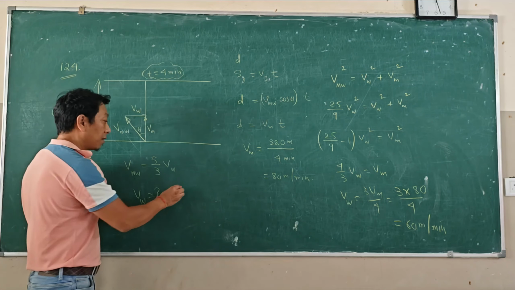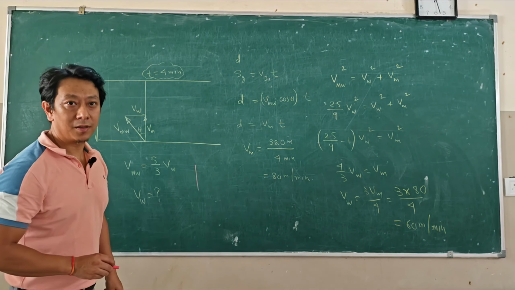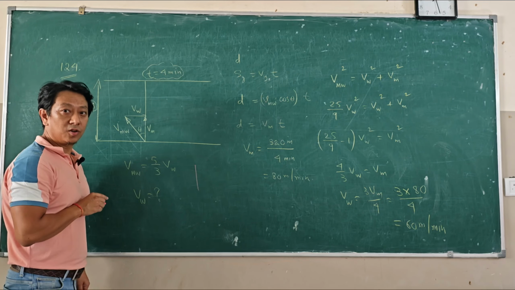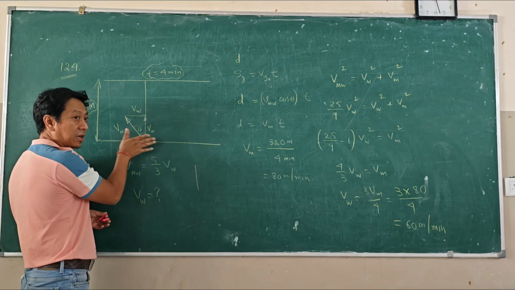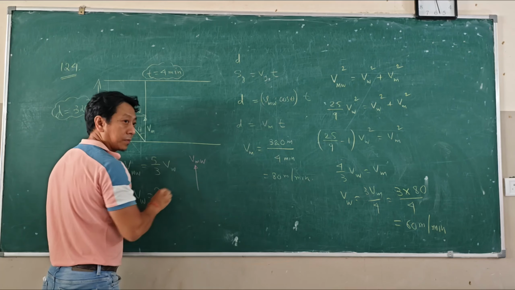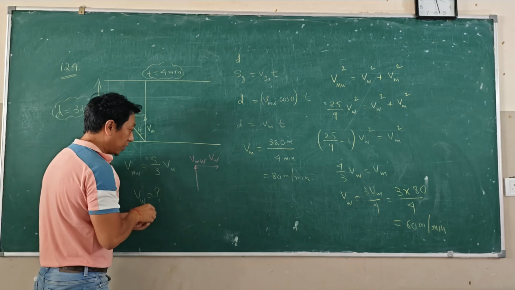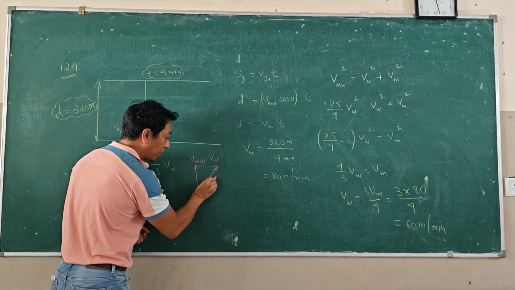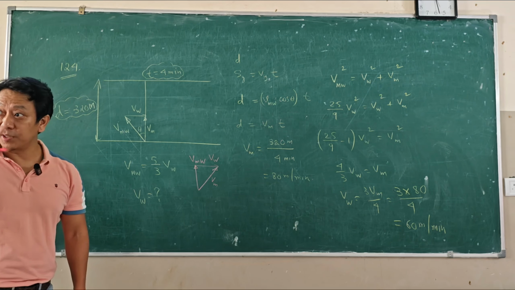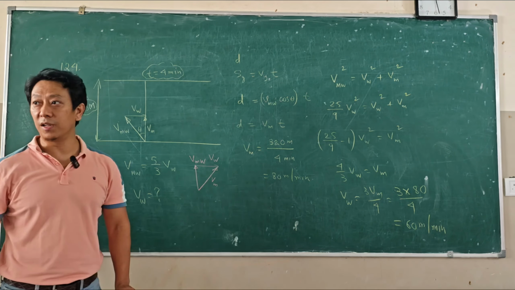But suppose they say the man wants to cross the river in the shortest time, then you know what should be theta? 0. So how should he cut the water flow? This way. Then river velocity will add, and then this will be the man's velocity from ground. So now who is hypotenuse? Vm. So that will keep changing based on different cases.